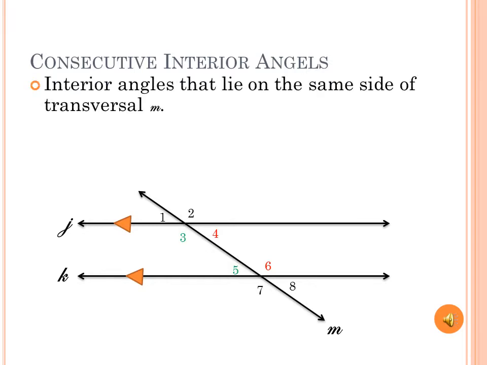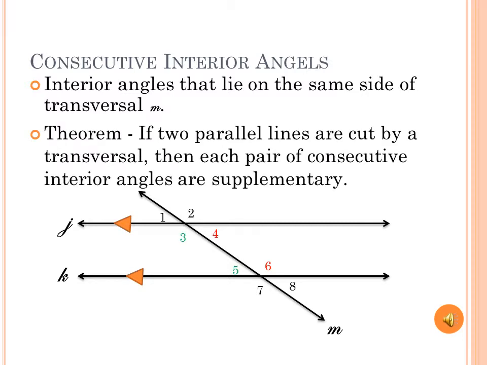Consecutive interior angles. They are interior angles that lie on the same side of transversal M, like 3 and 5 or 4 and 6. They say if two parallel lines are cut by a transversal, then each pair of consecutive interior angles are supplementary. This turns out to be true because it's the consecutive interior angle theorem. Hence, look for C's.